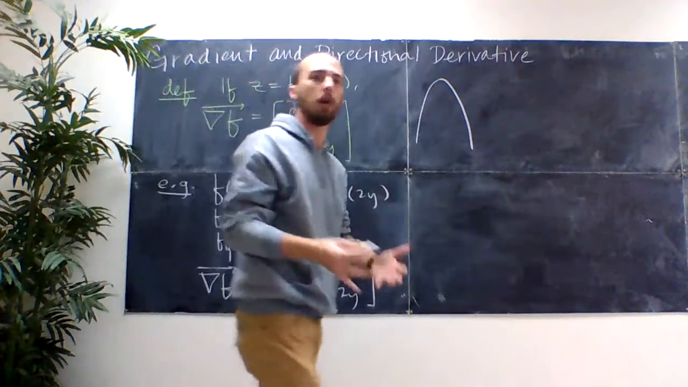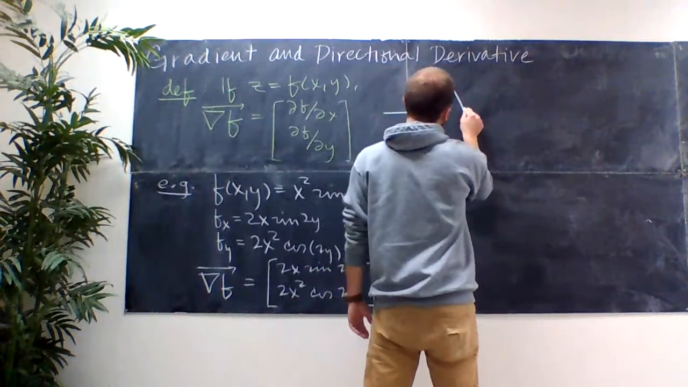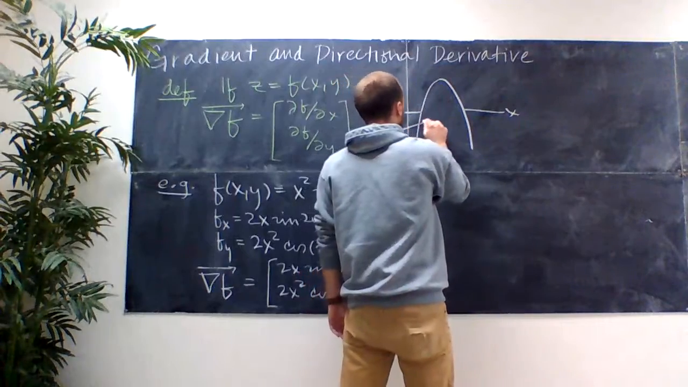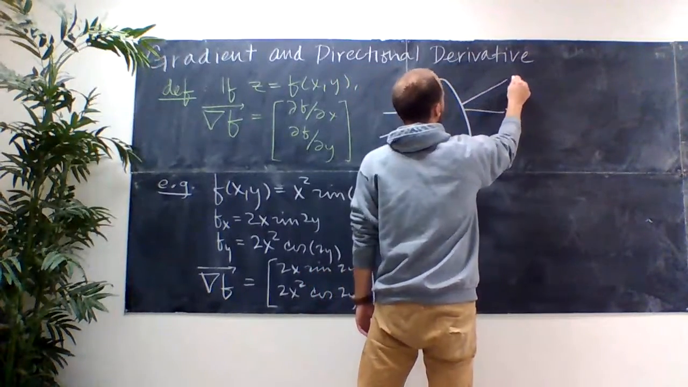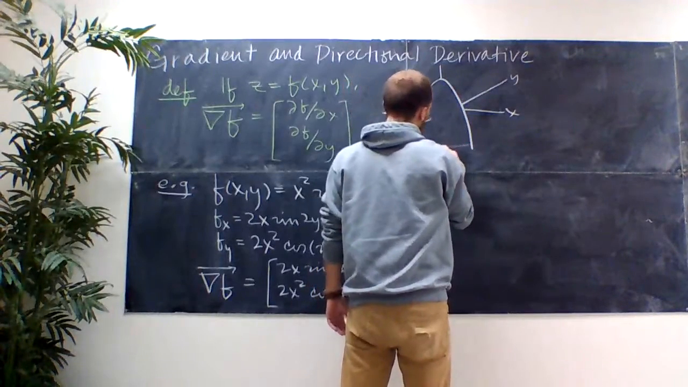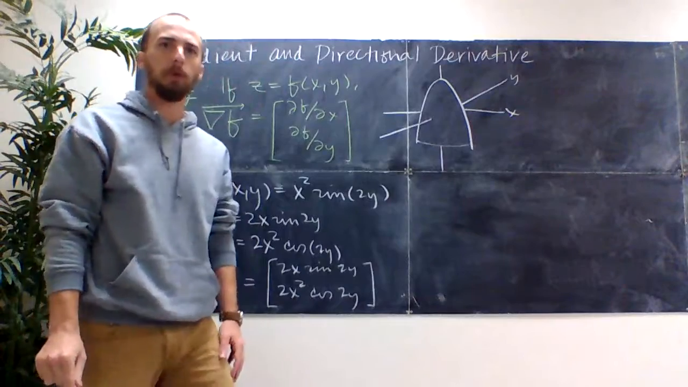And then now I'm going to draw in the coordinate axes. So this will be my x-axis. This will be my y-axis. And then my z-axis will come down like that. Okay, this is my paraboloid.